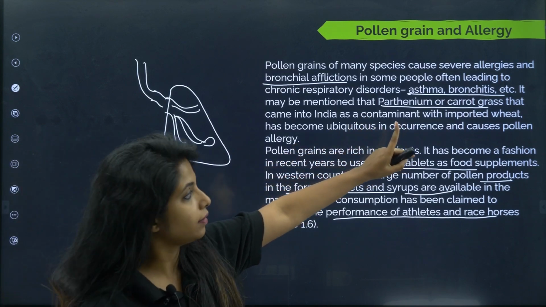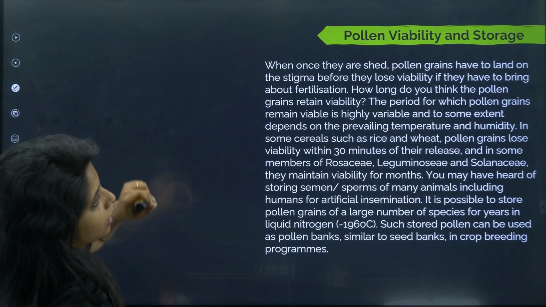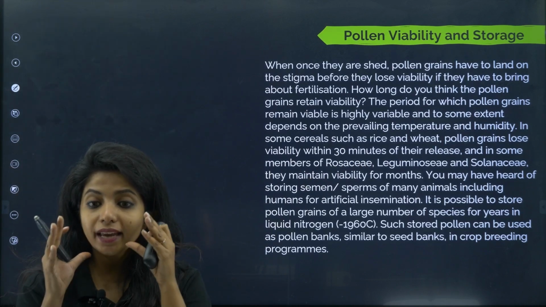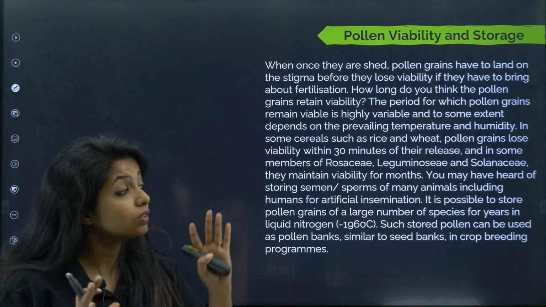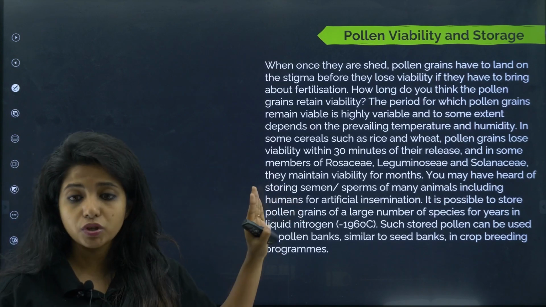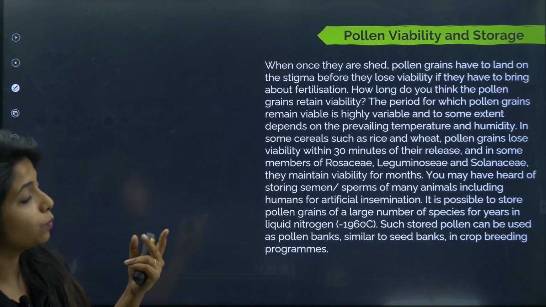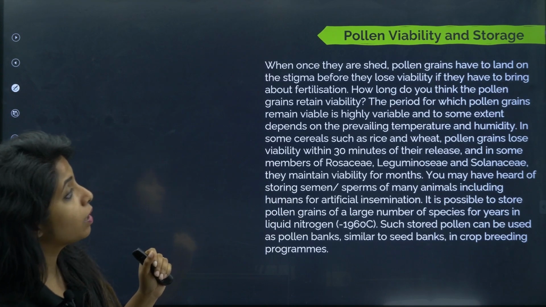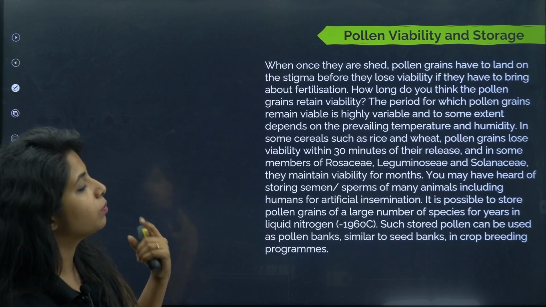Going ahead. So please remember Parthenium over here. Parthenium is also known as carrot grass. And now, pollen viability and storage. What do you mean by viability? The ability to fertilize. Over here they have given certain examples of plant species. You have to remember them. Once they are shed, that is pollen grains, they have to land on the stigma before they lose their viability, as in the ability to fertilize, if they have to bring about fertilization.